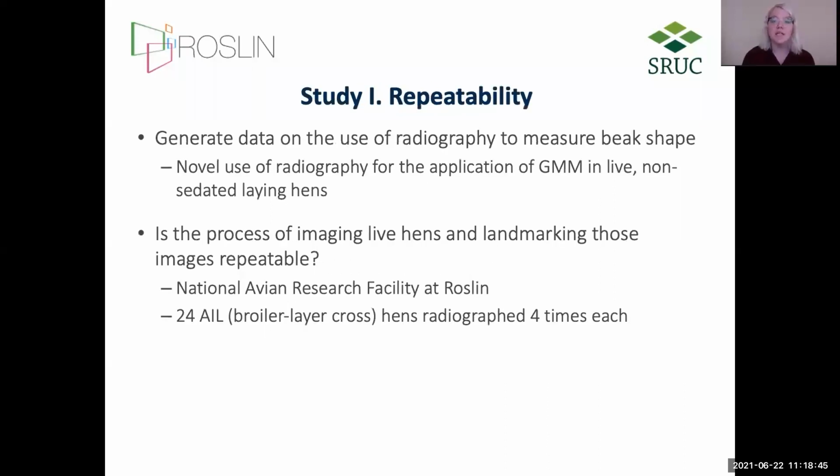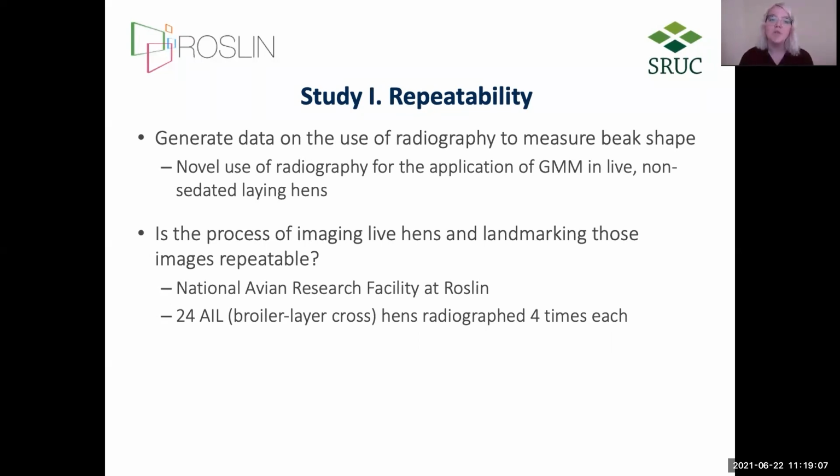The first study that I conducted was a repeatability study to generate data on the use of radiography to measure beak shape. As I mentioned before, GMM is typically applied to dead specimens, or if using live specimens, applied to photographs. And to my knowledge, GMM has not been applied to radiographs for the assessment and characterization of beak shape in poultry.